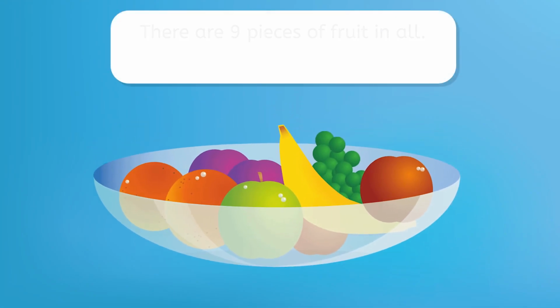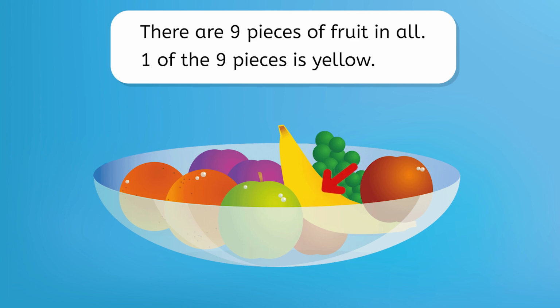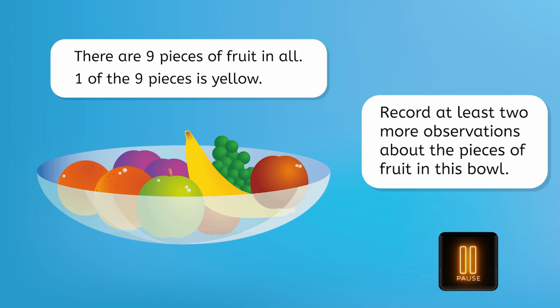There are 9 pieces of fruit in the bowl, and one of the 9 pieces is yellow. Think about the variety of colors, or maybe how many pieces share the same shape. In your guided notes, record at least 2 more observations about the pieces of fruit in this bowl.